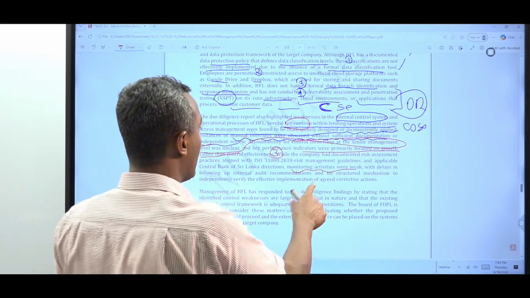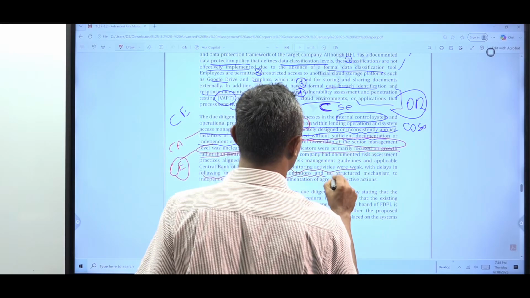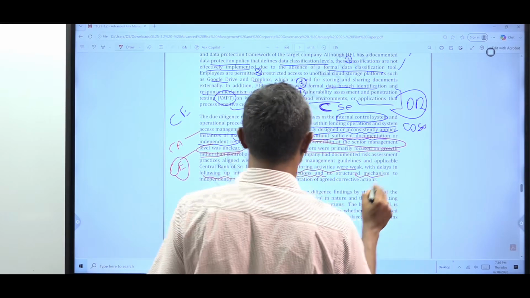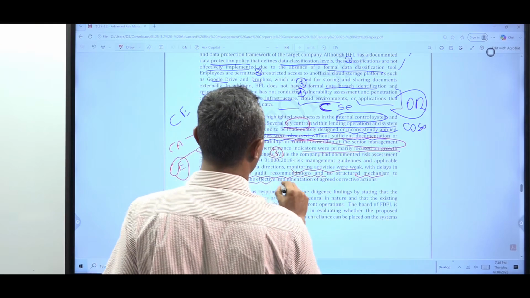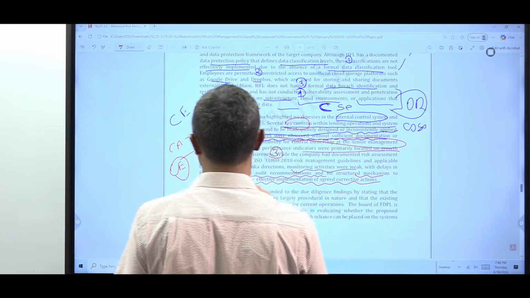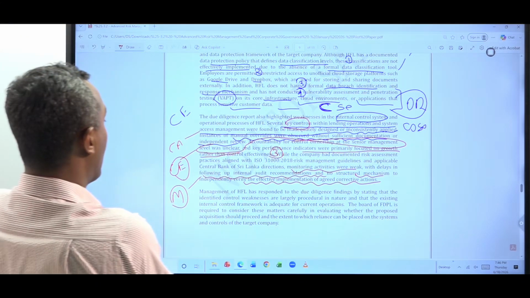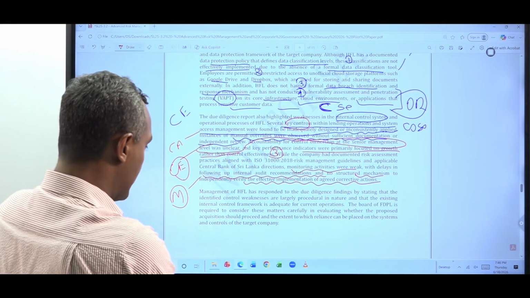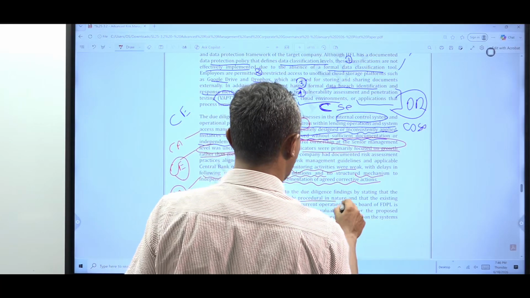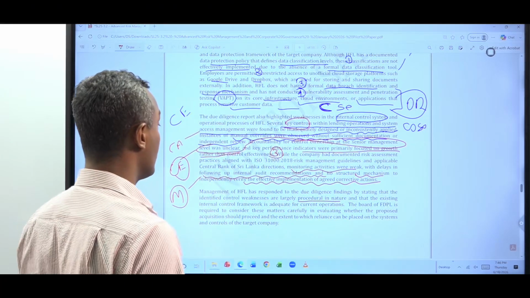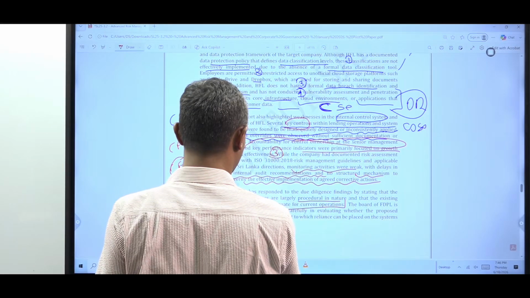And then monitoring activities are weak, with delays in following up internal audit recommendations and no structured mechanism to independently verify the effective implementation of the corrective action plan. This is totally the monitoring piece of the CASO framework. Management has responded to the due diligence finding by stating that the identified weaknesses are largely procedural in nature and that existing internal control is adequate. So now see that view of management, they are blind management.